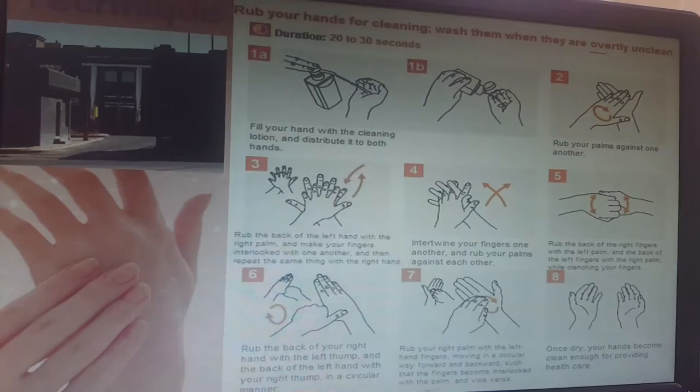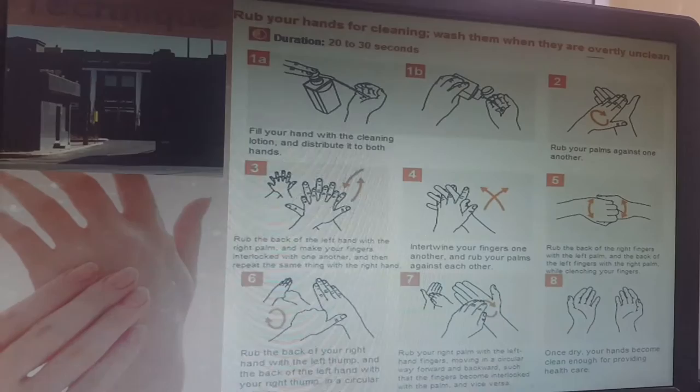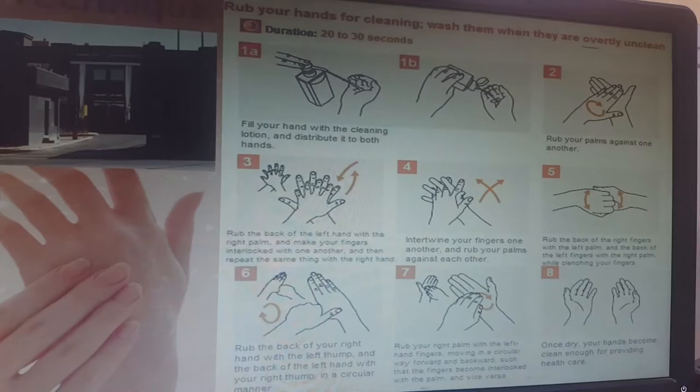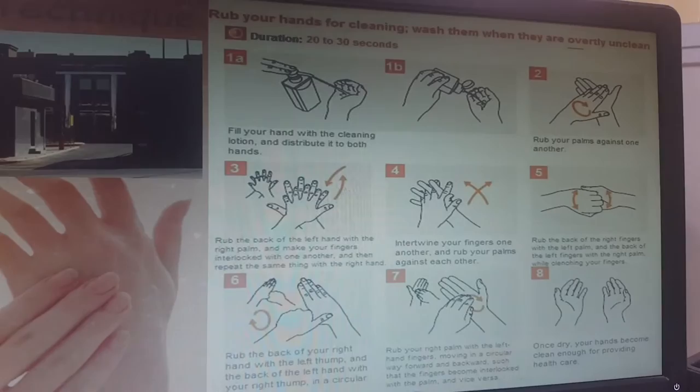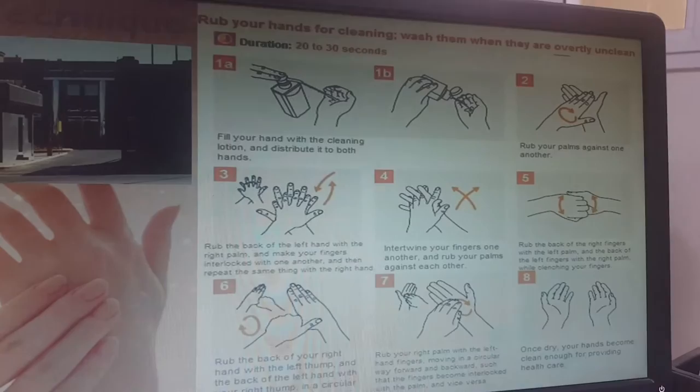If MOH comes at any time and asks you to do the alcohol rub by this same sequence, you will not forget because you are using it every day. It will take from 20 seconds to 30 seconds, but hand washing will take from 40 seconds to 60 seconds. So don't forget the time, because you are observed also on the time you take when you are doing hand washing or alcohol hand rub.